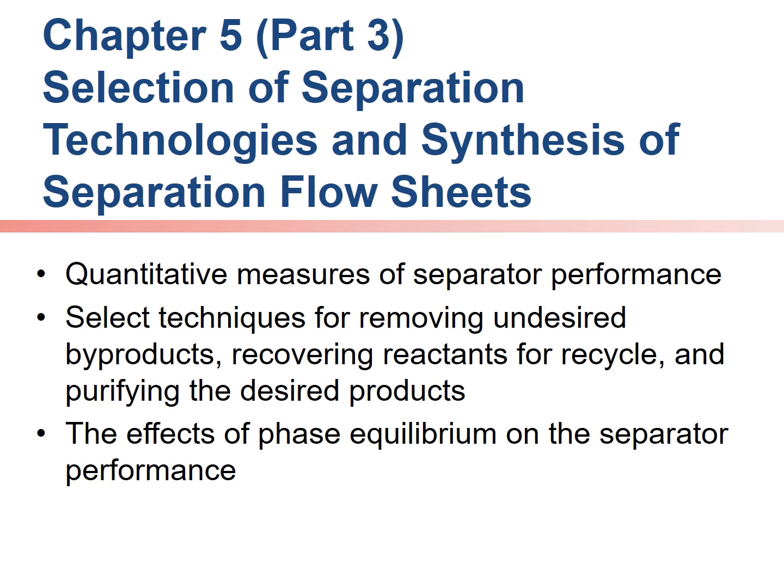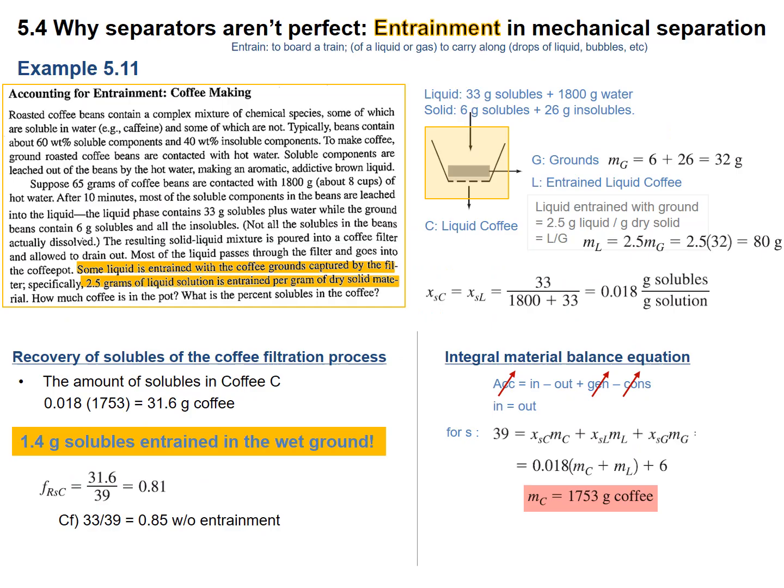This is part 3 of chapter 5. We are still on the separator. Why aren't separators perfect? We should think about the non-ideality of separators in this subchapter.